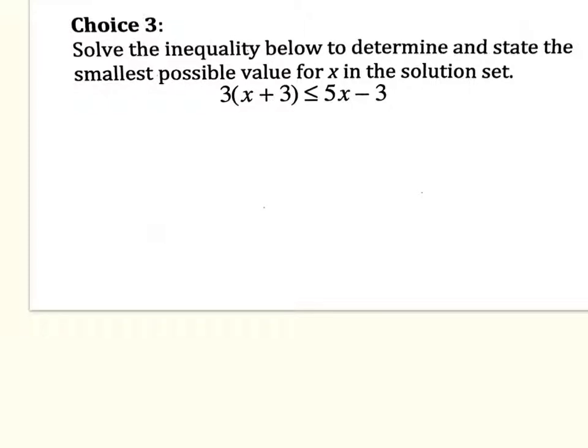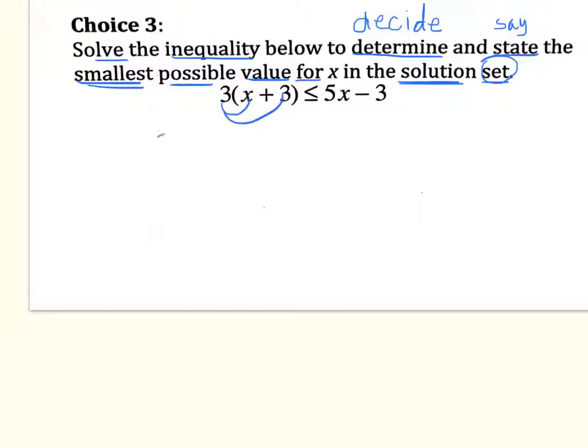And finally, I have choice 3. It says, solve the inequality to decide and state, which means say or tell, the smallest possible value for x in the solution set. So I see the word set, I know I'm going to get a group of numbers, but it's asking me for the smallest possible value in that set. So the first thing I'm going to do is distribute. So that gives me 3x plus 9 is less than or equal to 5x minus 3.